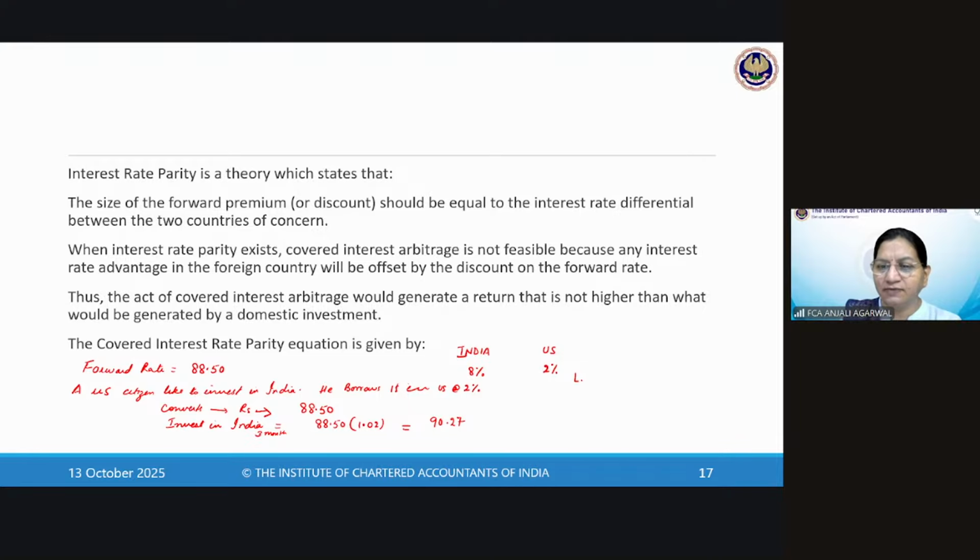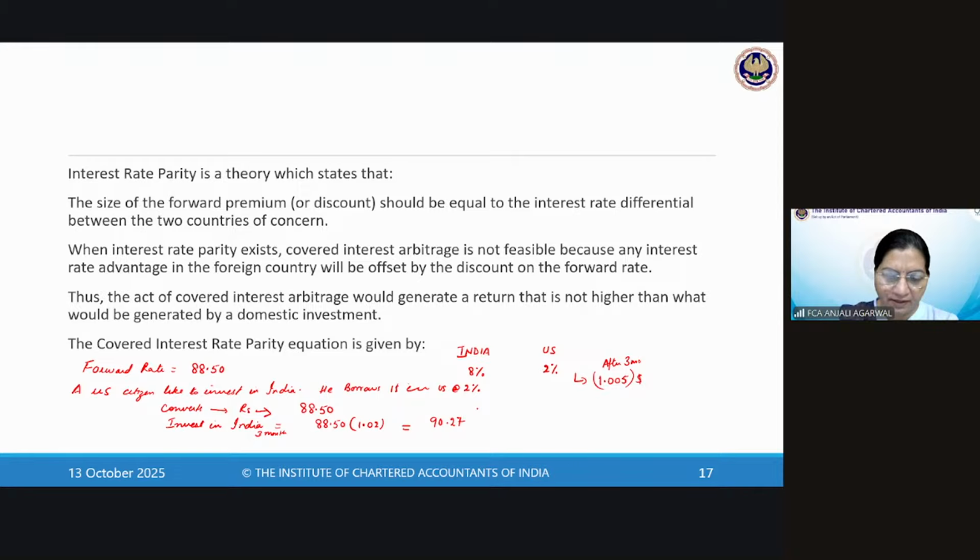And in the US, he will have to pay $1.005 after 3 months. He has borrowed $1 in the US. So after 3 months, the rate of interest is 0.5%. So 0.5 divided by 100 will be 0.005. So he will have to repay $1 together with interest of 0.005, and so he has to pay $1.005.